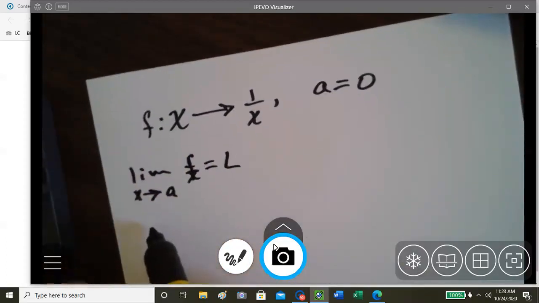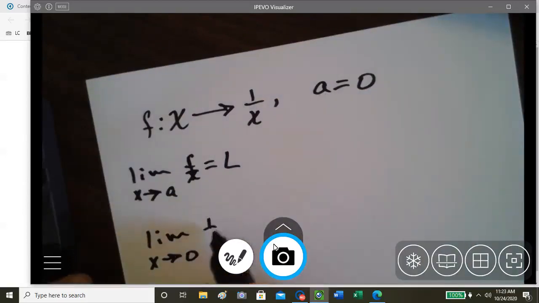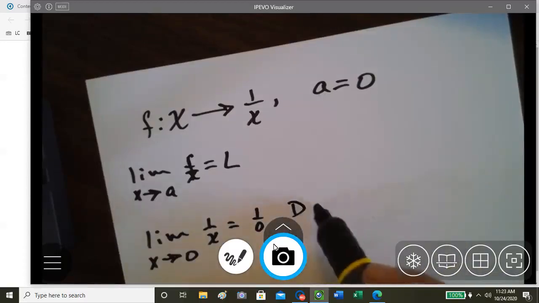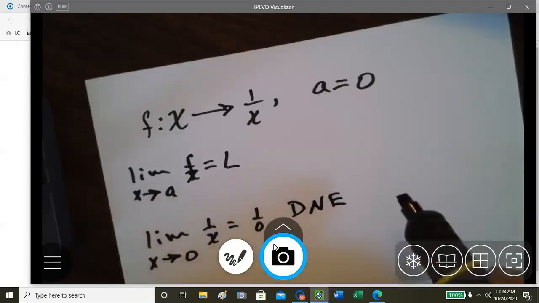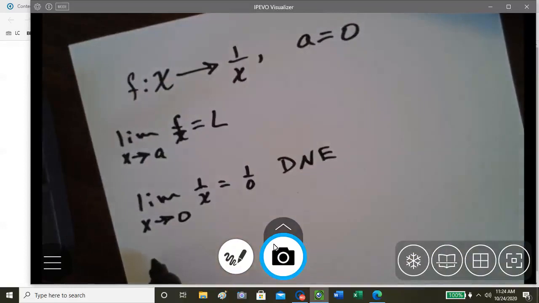So we're going to have here our limit as x approaches 0, a is 0, for our function 1 over x. Well, as we see here, it's undefined, right? So the limit does not exist. Okay, so we look to see if we can establish a limit from the left or the right. So the limit as x approaches 0 from the left for 1 over x.